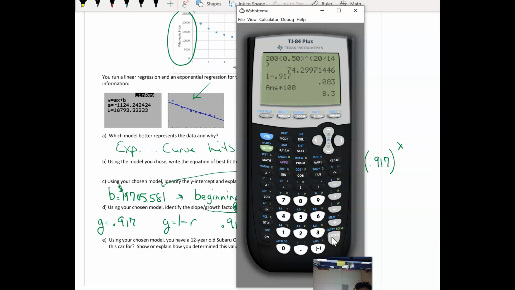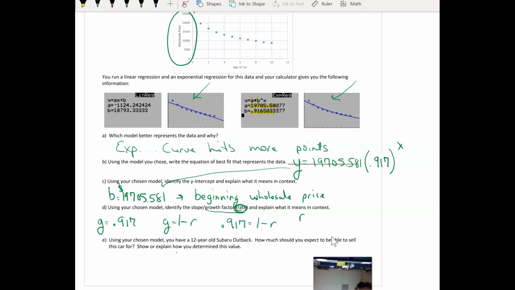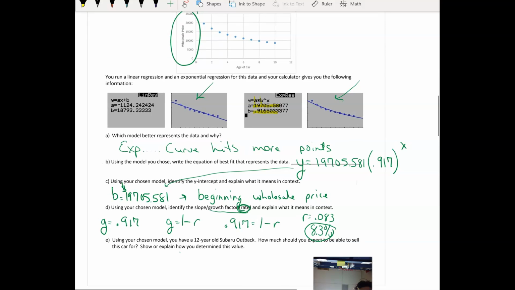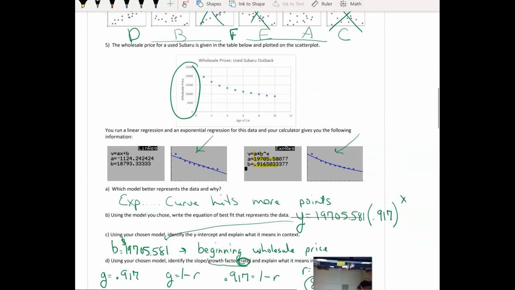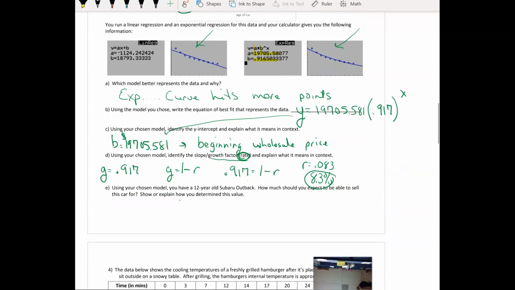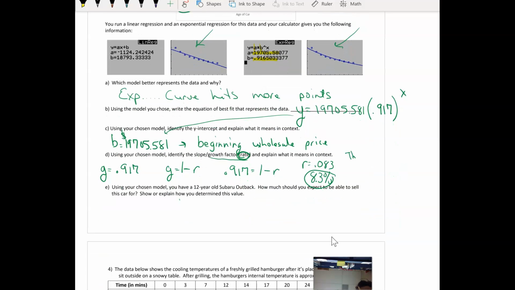Or I can move that decimal 2 times to the right. Either way, R, which was 0.083, is actually 8.3%. And again, when I have to explain what it means in context, remember, this is a rate, and so something was going down, and we already talked about it, that the price was going down. So the price of the car, or the value of the car, is decreasing by 8.3%. And how often? Again, they use years, so I'll just say every year.